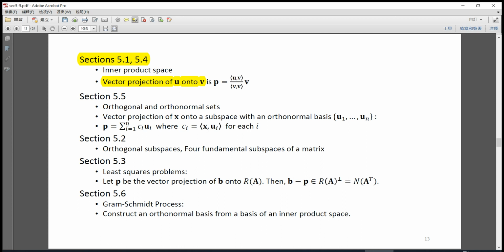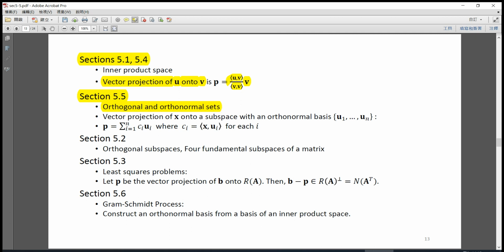For example, the vector projection of u onto v is a scalar times v, and the scalar is the inner product of u and v divided by the inner product of v and itself. In section 5.5, we learn the concept of orthogonal and orthonormal sets.